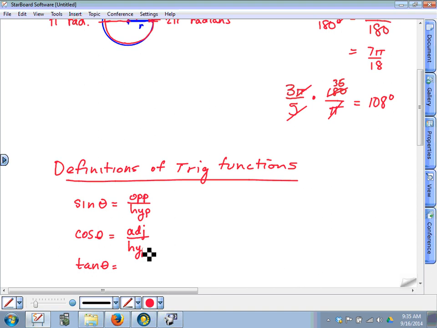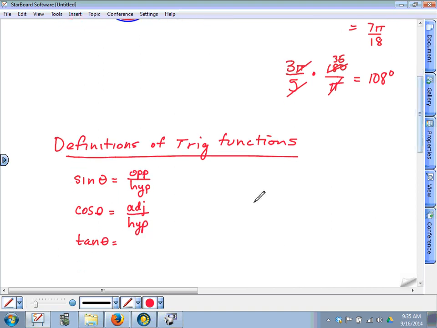Adjacent over hypotenuse, and then tangent is opposite over adjacent. If it helps, you can remember the goofy phrase SOH CAH TOA.